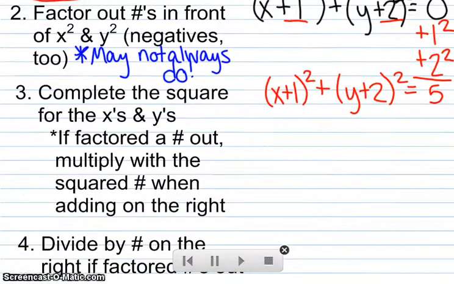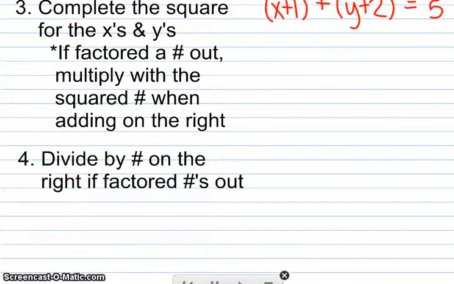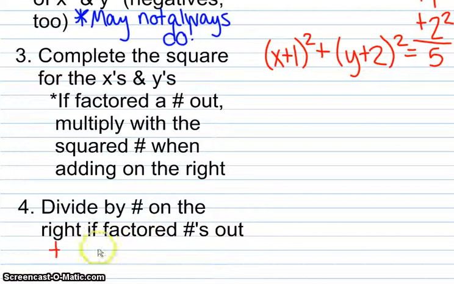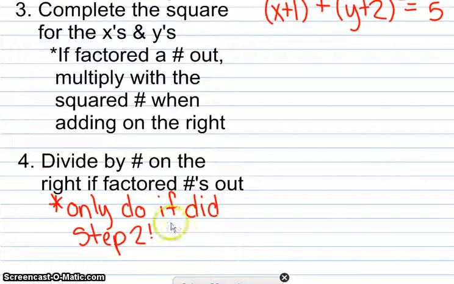And this brings us down to our last step. The last step is we have to divide by the number on the right if we factored numbers out. Only if. If you didn't have to do step 2, then you skip step 4. That means that you will have a circle equation if you didn't have to do that step. For the next example, we will have to go through and do step 4.